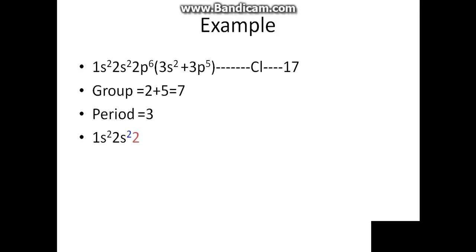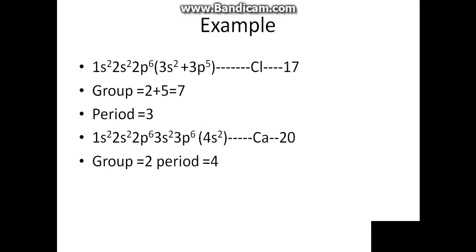Another one is calcium. Calcium, if you follow the pattern of electronic configuration, you have 1s superscript 2, 2s superscript 2, 2p superscript 6, 3s superscript 2, 3p superscript 6, 4s superscript 2. So if you add the superscripts together, they will give you 20, the atomic number. The group is equal to 2 and the period is equal to 4, because the s orbital is completely filled.